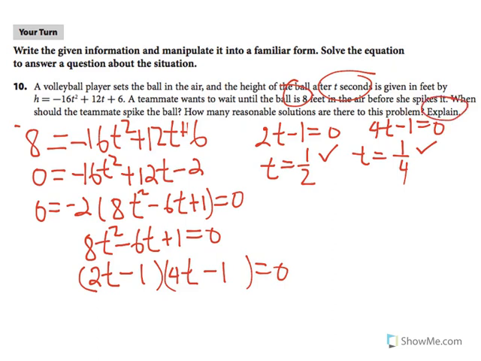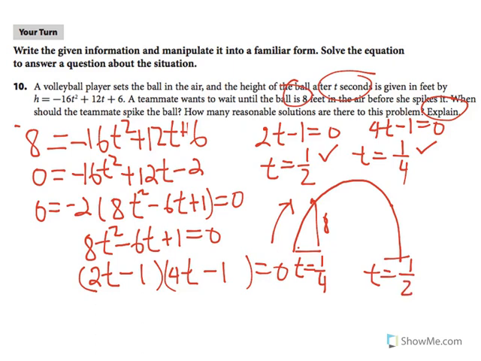So think in terms of you setting the ball at a volleyball game. The ball is going to go up and then back down. So here, when t is at 1/4 second, the height is 8 feet, so the ball is going up. And then when t equal to 1/2 of a second, the height is also 8 feet, but the ball is on its way down. So the teammate can spike the ball when it's on the way up, or wait for the ball to be on its way down at 1/2 a second.